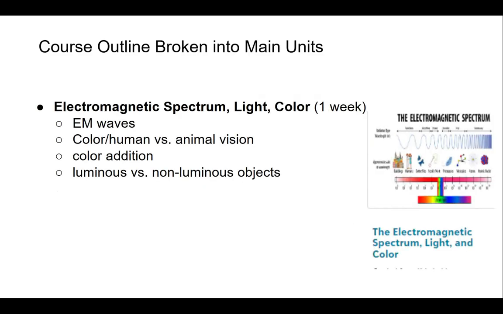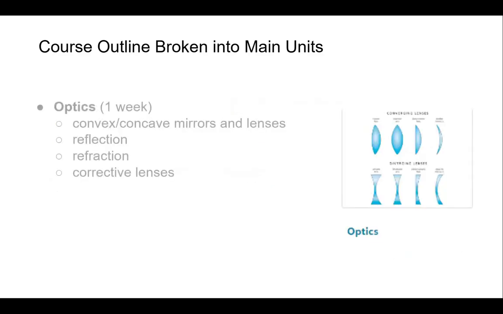Then we're going to talk about the electromagnetic spectrum, light and color. So we're going to talk about electromagnetic waves, which I know that you've already covered in some form or fashion, probably in a different course. We're going to compare human vision and animal vision. We're going to talk about color addition, luminous versus non-luminous objects. Once again, you're going to have the opportunity to choose a topic, complete a discussion board where you educate your peers about your particular topic.